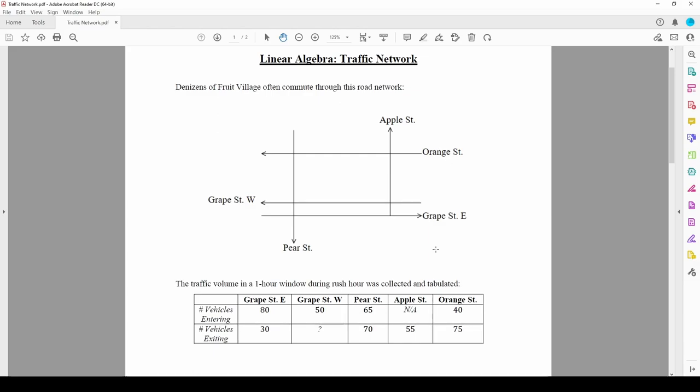In this video, we'll start to solve a linear algebra problem involving a complex traffic network. We have a bunch of streets and we want to investigate the traffic within this network. We'll do so by applying what's essentially the civil engineering analog of KCL. If you recall, KCL states that at a junction of a circuit, the sum of the currents entering the node must equal the sum of the currents exiting the node.